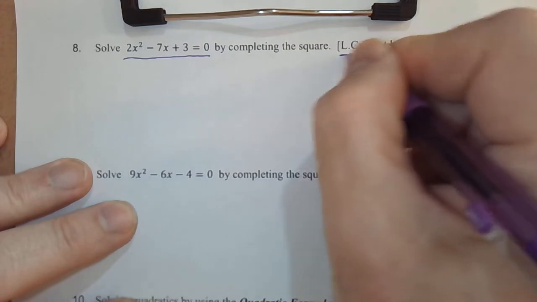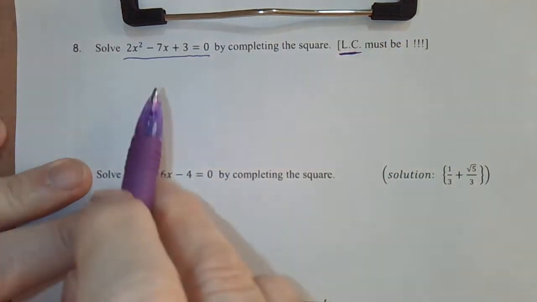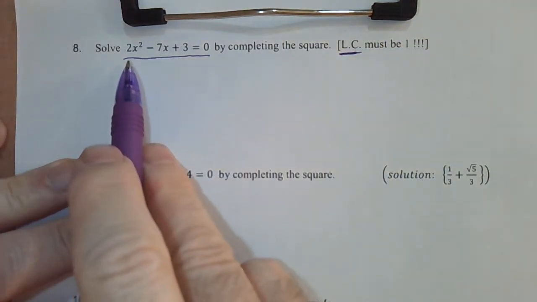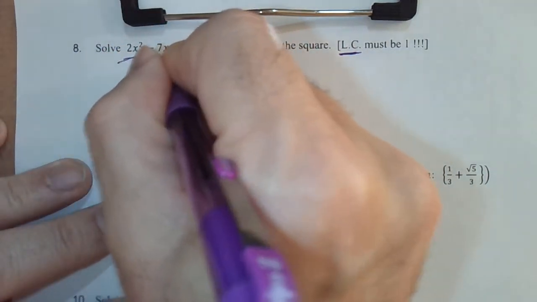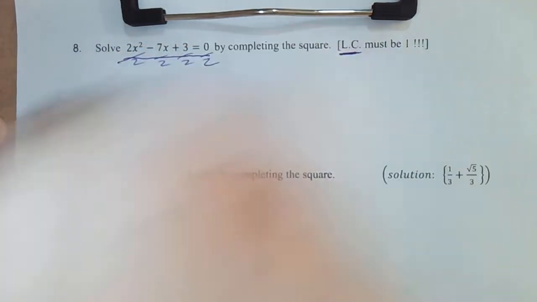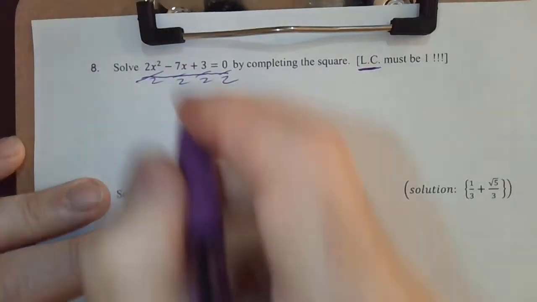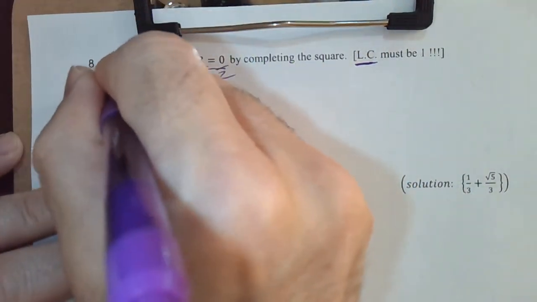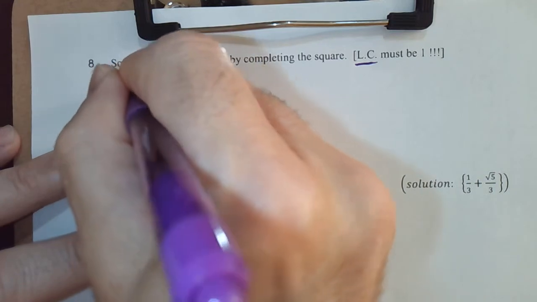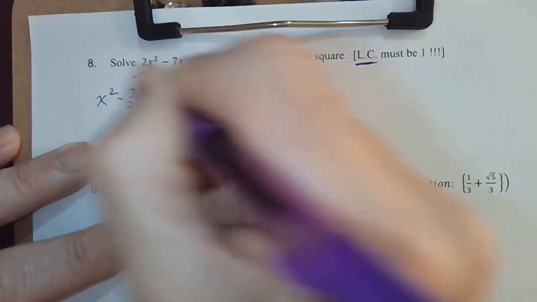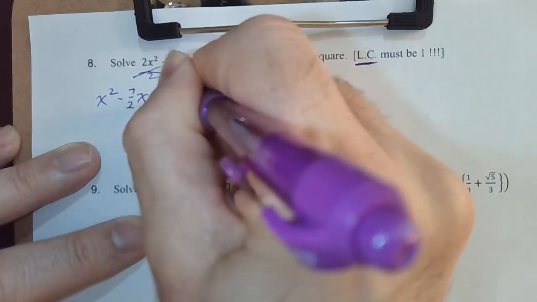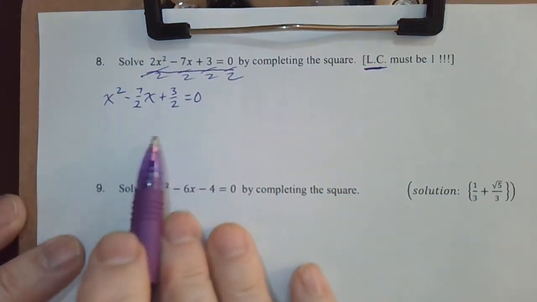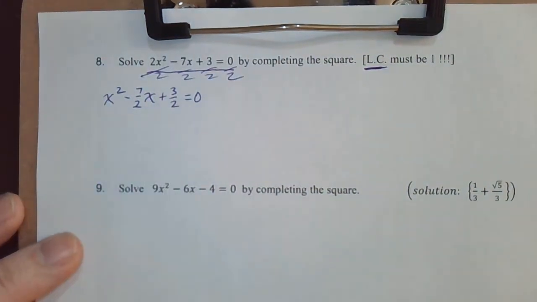Remember, leading coefficient must be a 1. In this case, we have a 2. So I'm going to have to divide each of the terms by 2, which will give us x squared minus 7 over 2x plus 3 over 2 is equal to 0. So it's an equivalent equation. I just divided everything by 2.